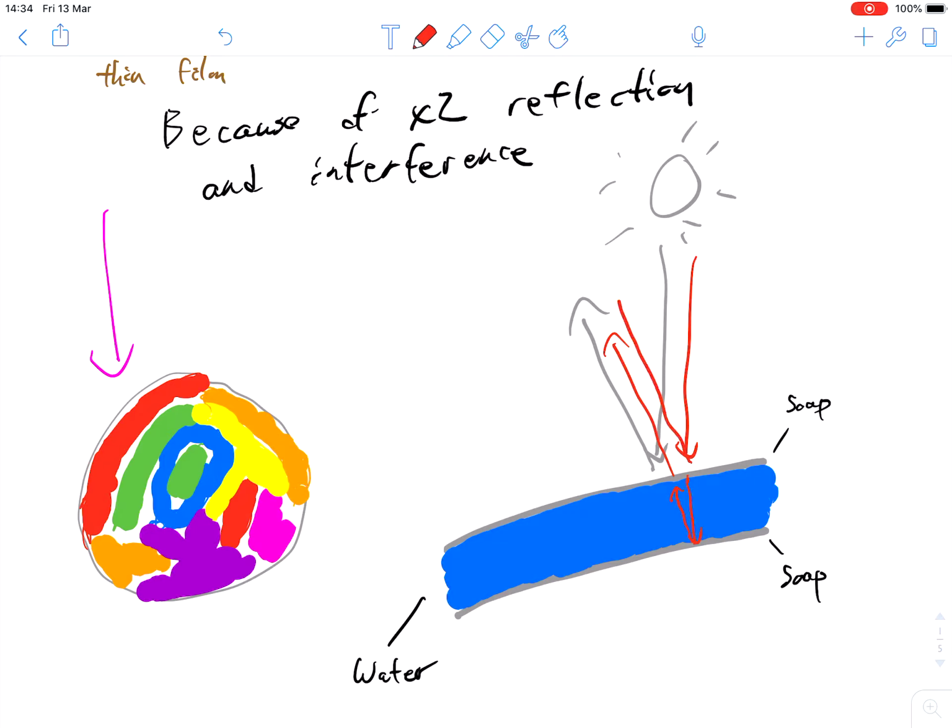So we have the original reflected light, and then we have the refracted and reflected light. It's gone a little bit more distance, and it's the combination of both of those that causes the original red light to interfere with the other red light.